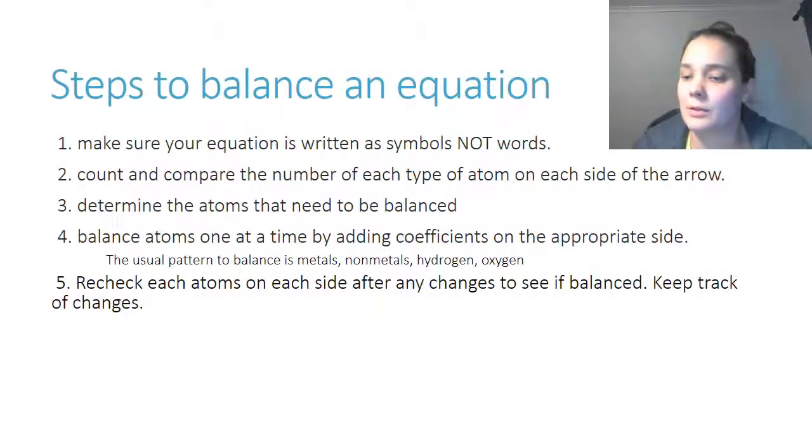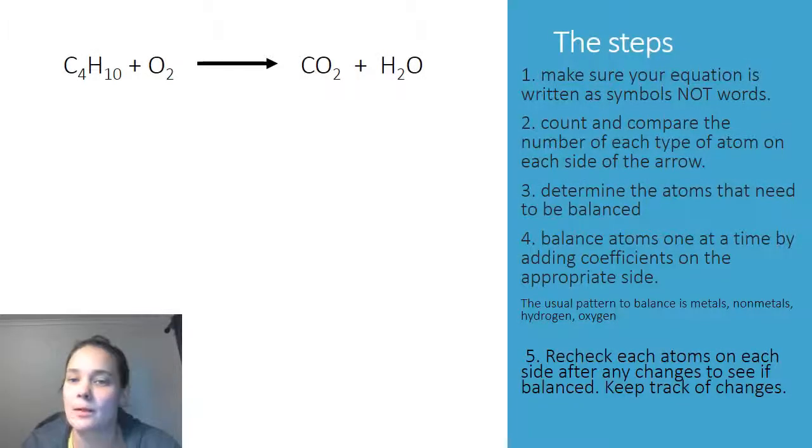So let's do an example. So here I have C4H10O2 reacts to form CO2 and H2O. So the first thing that you're going to want to do is draw a line directly underneath where the arrow is. I'm going to split my reactants on the left from my products on the right. And then what you need to do is count how many of each element that you have.